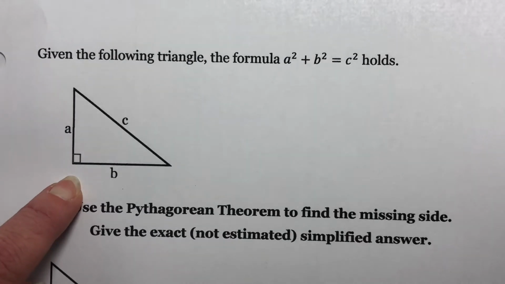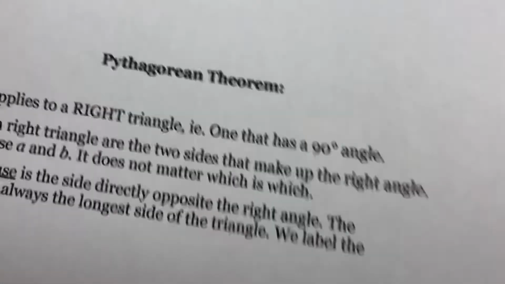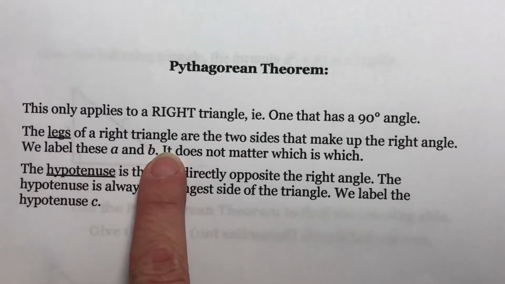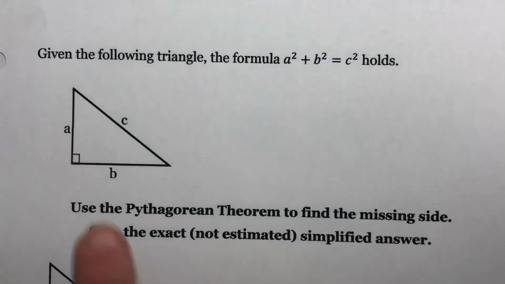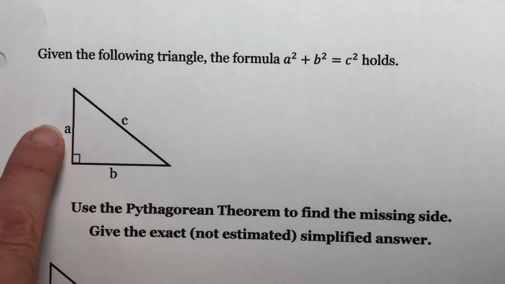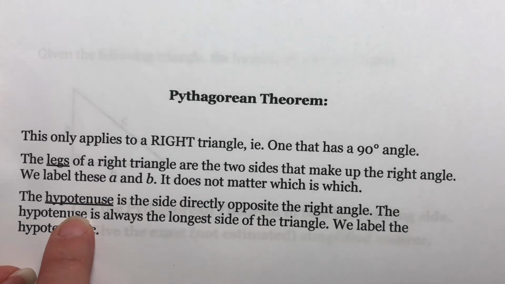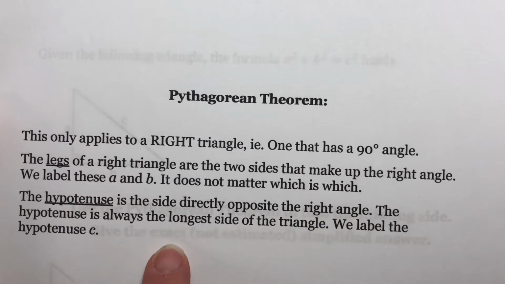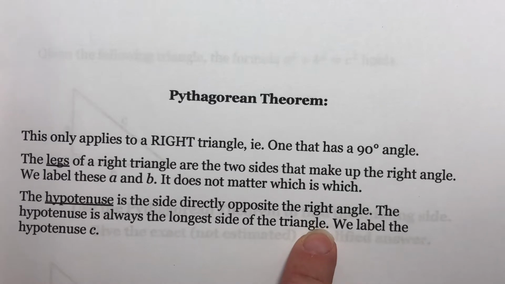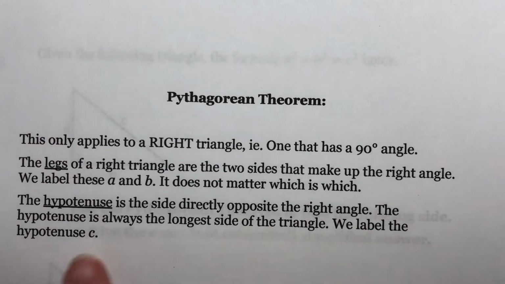I have a picture drawn right here. It has a 90-degree angle. What we call the legs of a right triangle are the two sides that make up the right angle. So these two are your legs, and we always label the legs A and B. It does not matter which one you call which, okay? This side right here is called the hypotenuse, and that's what happens when you let ancient Greeks name things. You get hypotenuse. Anyway, it is the side directly opposite the right angle, and it is always the longest side of the triangle. This is something to keep in mind as you're working these problems. It will help you decide whether or not your answer is reasonable, okay? And we always label the hypotenuse C.